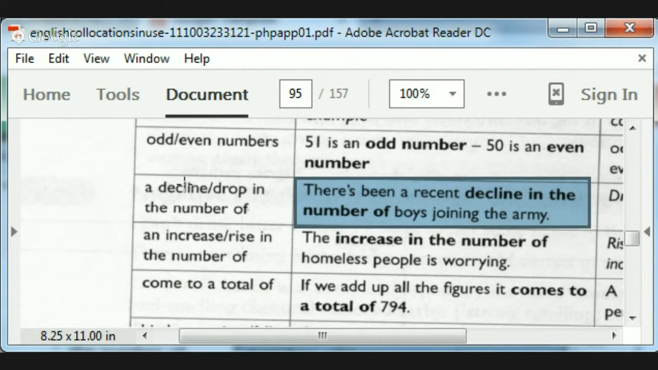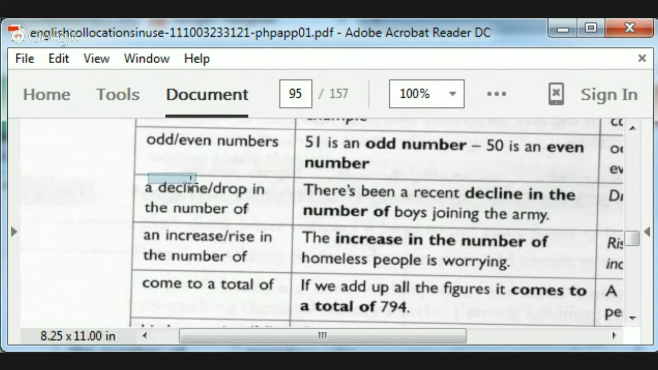All right. Which do you think is more formal or informal, decline or drop, in your opinion? In my opinion, decline is more formal. Mm-hmm. And I would concur with your opinion. Yeah. I agree with you. Slightly. Not a big deal, but I think they can both be used in any kind of academic or business writing.